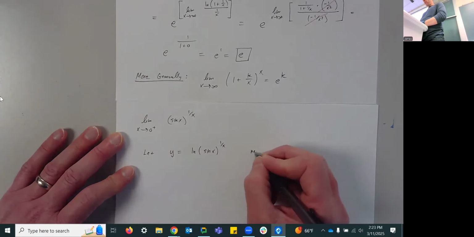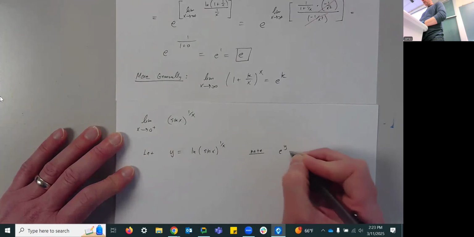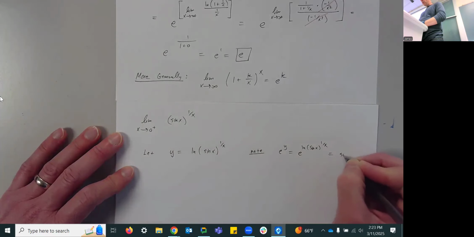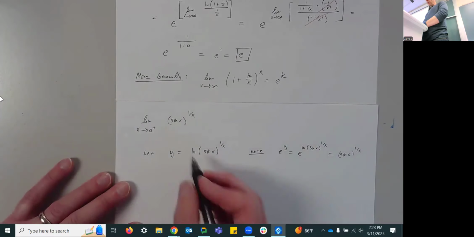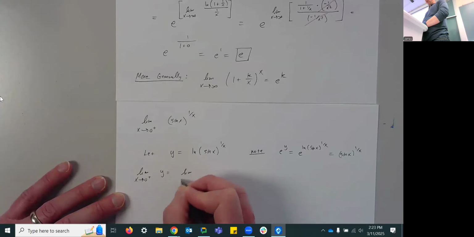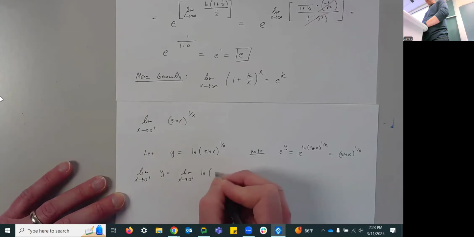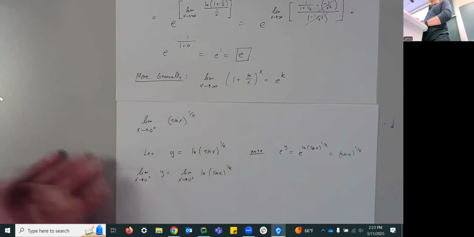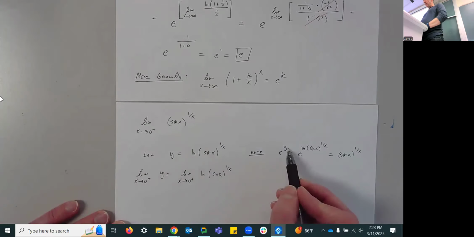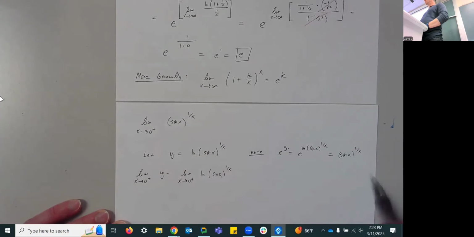And then note that e to the y is equal to e to the natural log of sine of x to the 1 over x, which is just sine of x to the 1 over x. But then we're going to deal with this. So the limit as x approaches 0 of y is going to be the limit as x approaches 0 of the natural log of sine of x to the 1 over x power. So basically, we're taking the limit of the natural log. We're going to get some answer, but then our final answer isn't going to be what y is equal to. It's going to be what e to the y is equal to. So we're going to undo the natural log at the end.